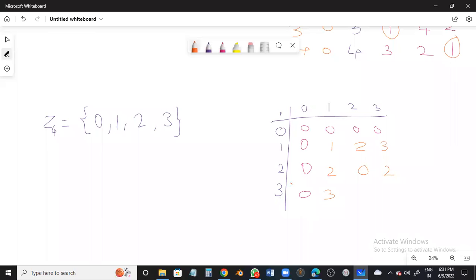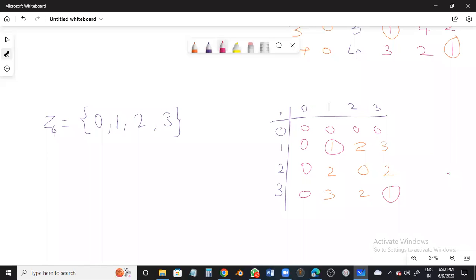Now talking of 3. 3 2s are 6, the remainder is 2. 3 3s are 9, the remainder is 1. So what do you observe? Answer 1 belongs to this row and this one. I hope you followed. In the row of 1, I find the answer to be 1.